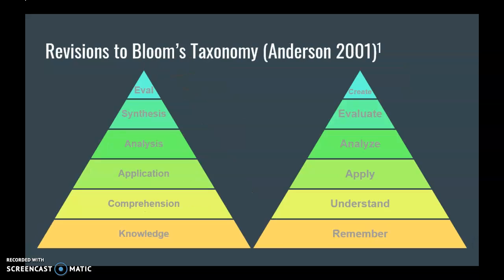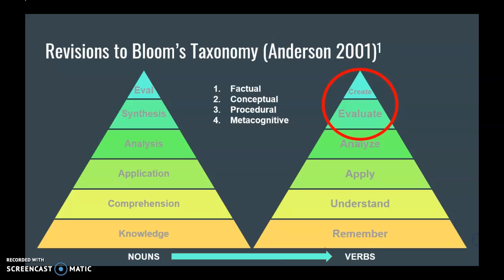So as alluded to, Bloom's taxonomy has been revised over the years, most notably by Anderson in 2001. In this iteration, we notice that synthesis and evaluation have been switched in their position in the hierarchy. The nomenclature has changed from one that's based on nouns to one that's based on verbs. And knowledge is further categorized into 4 distinct types.